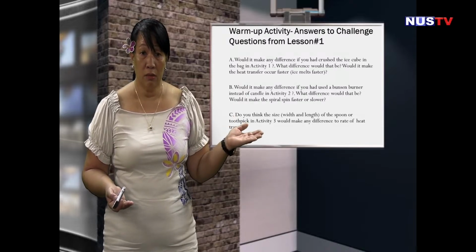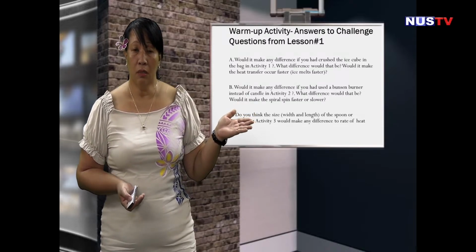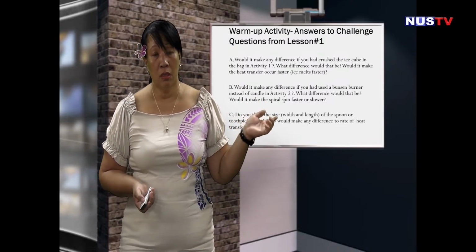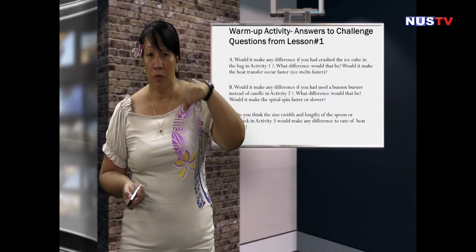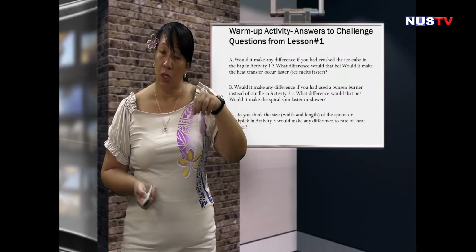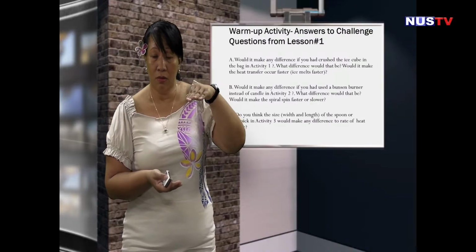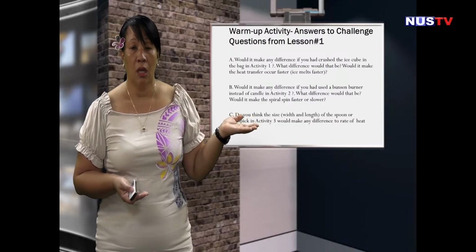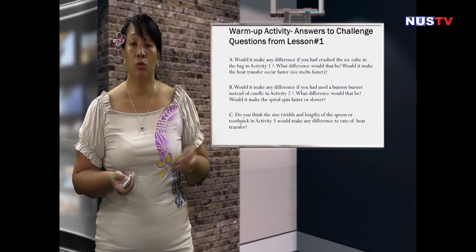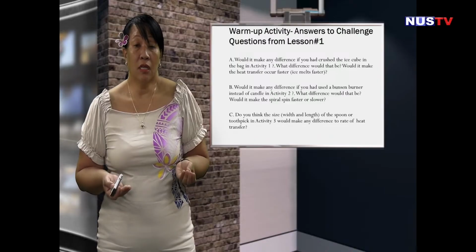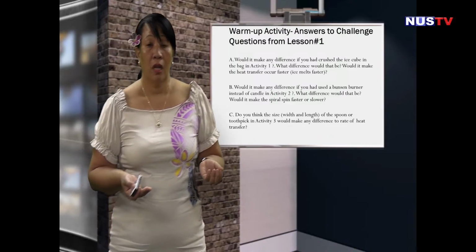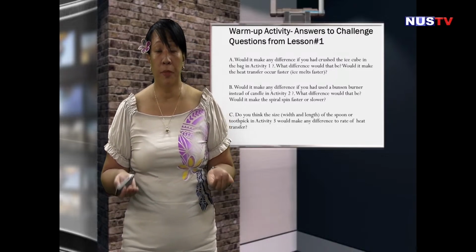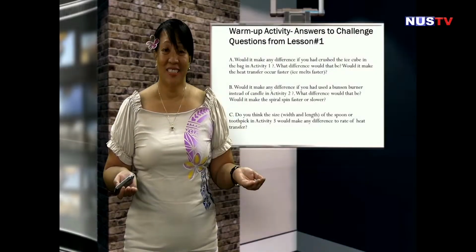Now remember the second question, for our activity from lesson 1. Remember we were trying to spin the paper spiral using the heat from the candle. The challenge question for you after that lesson was, would it make any difference if you had used a Bunsen burner or even a study light instead of the candle? What difference would that be? And would it make the spiral spin faster or slower?